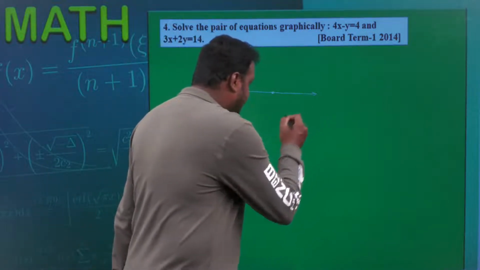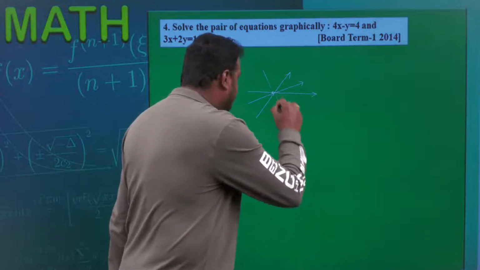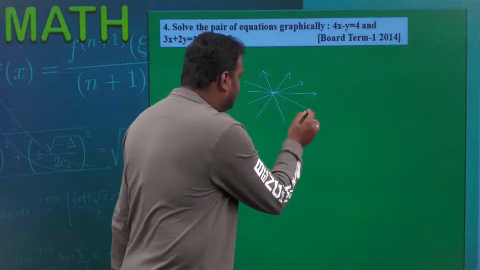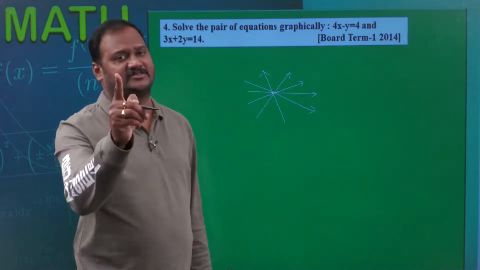This can be one of the lines, this can be one of the lines, this can be one of the lines. Like that we can draw infinitely many lines passing through a single point.